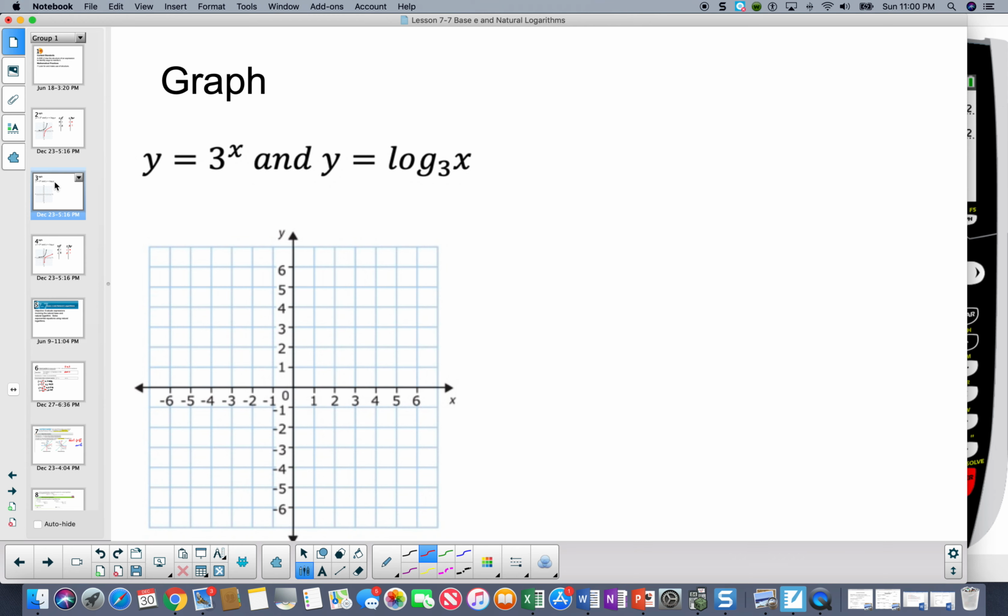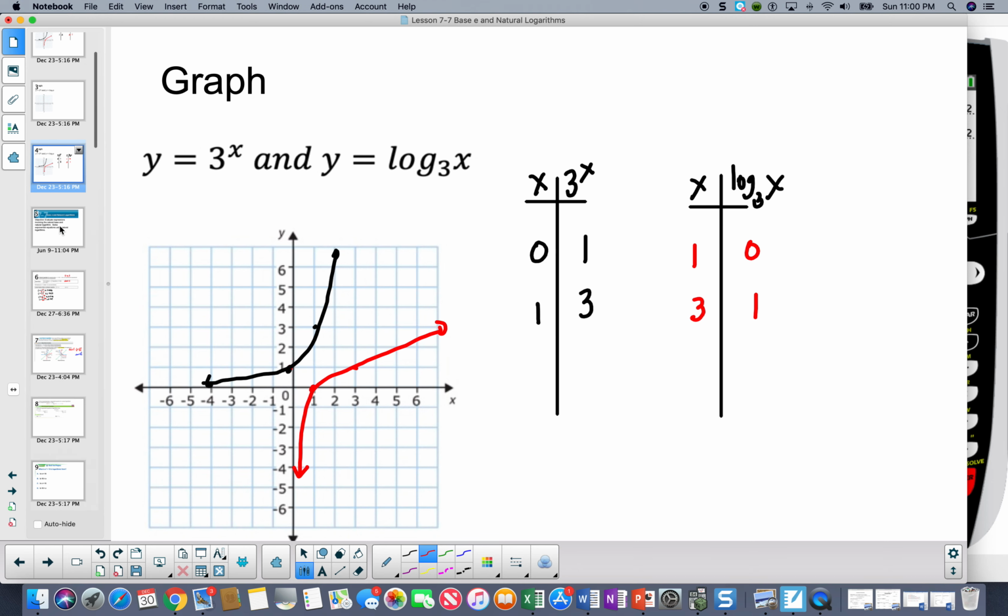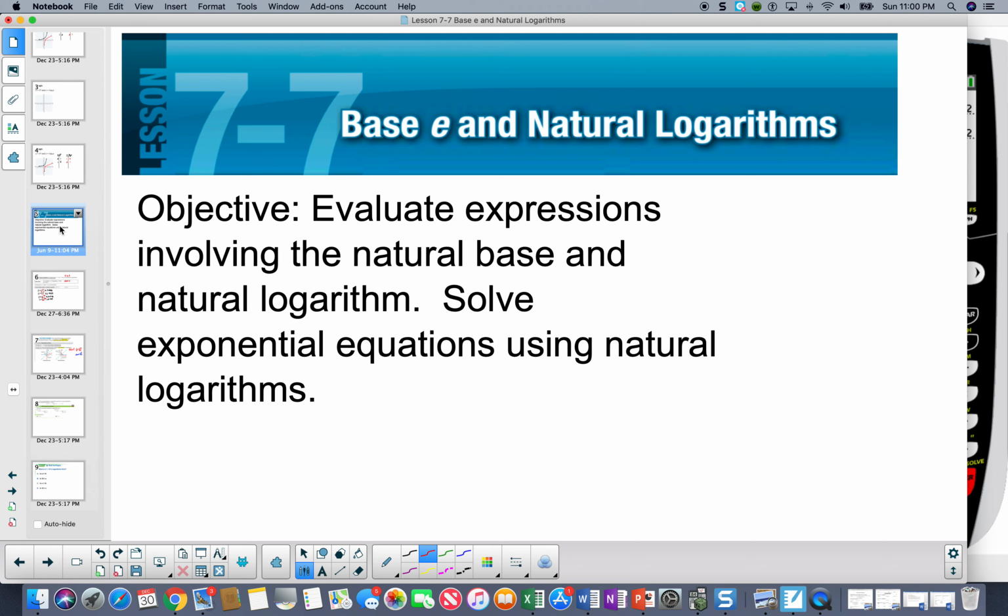Pause and try to do this graph and its inverse. And here are the answers. Lesson 7-7. Evaluate expressions involving the natural base and natural logarithm. Solve exponential equations using natural logarithms.